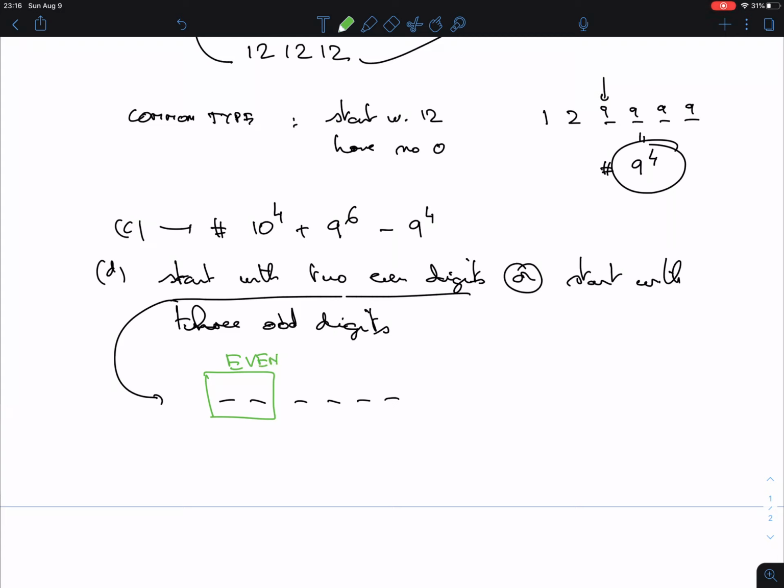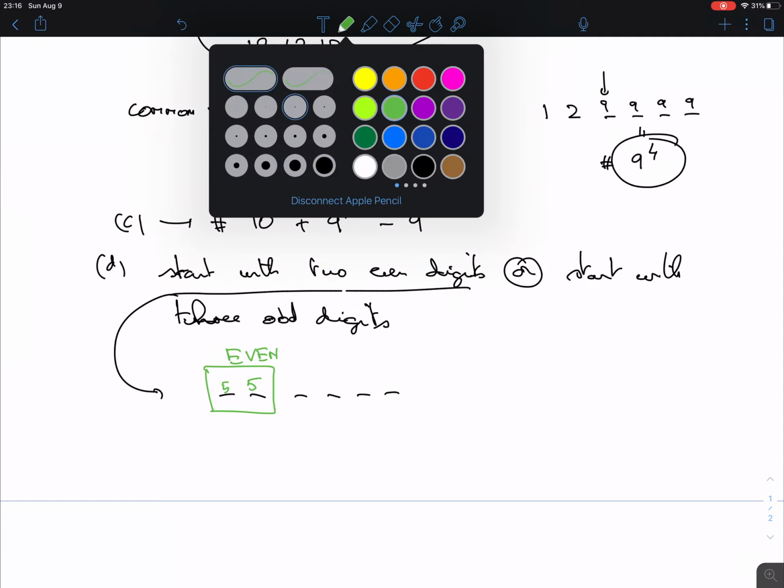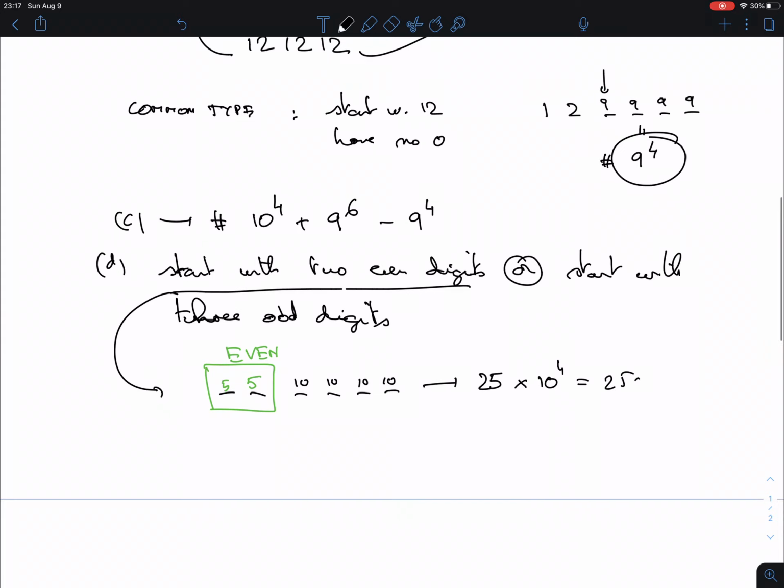Okay. Now, how many choices are there for even? Well, there are 5 even digits, right? 0, 2, 4, 6, and 8. So I have 5 choices here and 5 choices here. Now, it doesn't say anything about the other digits. So for those, I have the usual choice: 10, 10, 10, and 10. So in total, I have 5 squared, 25, times 10 to the power 4. That is 10,000, so that's 250,000. Okay. If you leave it like that, it's fine.